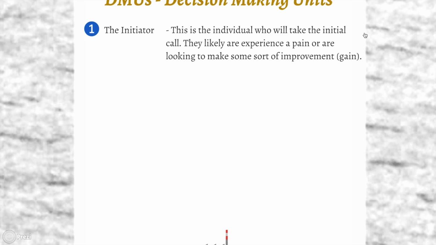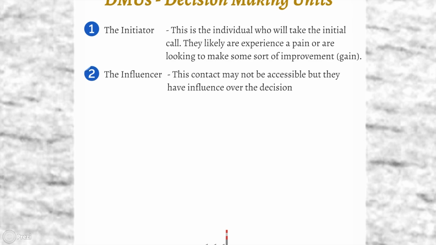First one, we'll call them the initiator. And this is the person that will take meetings. They are reaching out to potential suppliers. They are open to conversations about people that'll help the business out. They're likely experiencing a pain or looking for some sort of improvement, which we'll call a gain.